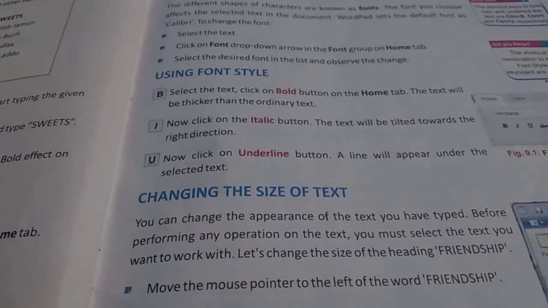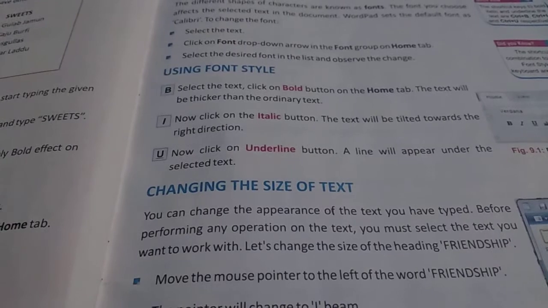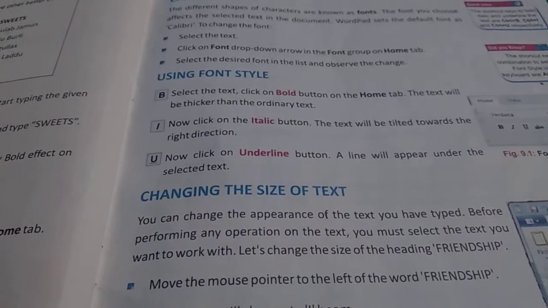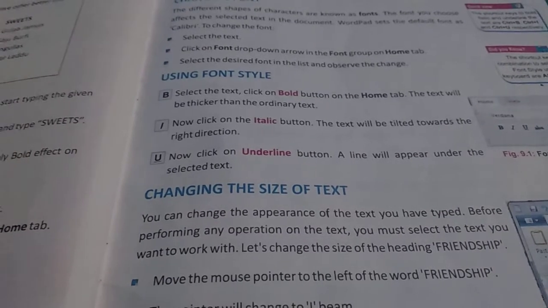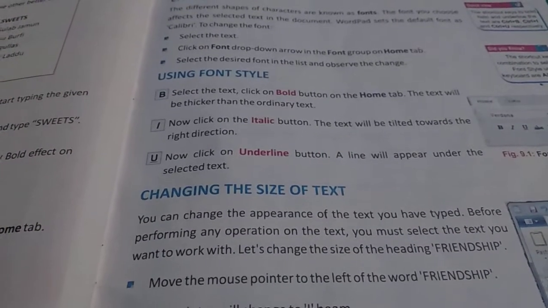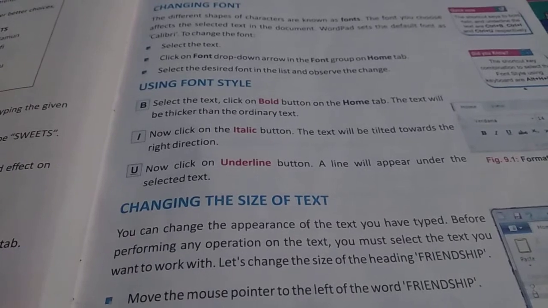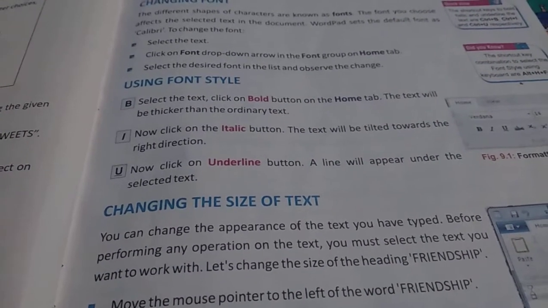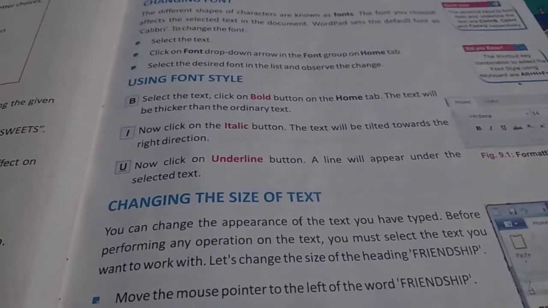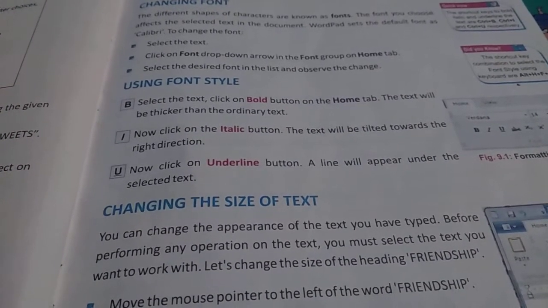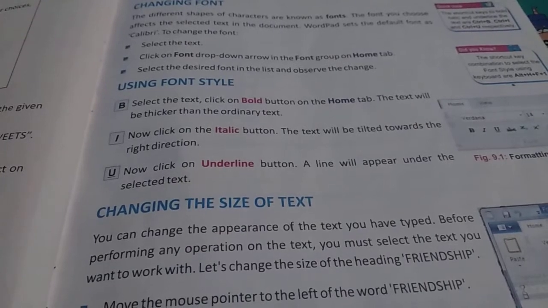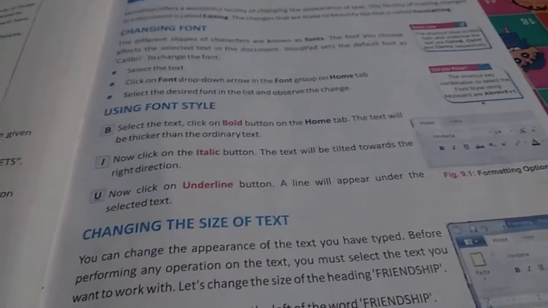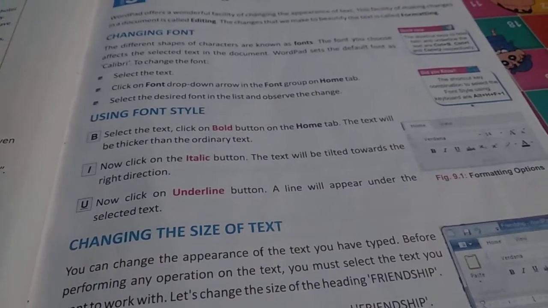So for bold, what do we first have to do? We have to select the text and click on the bold button on the home tab. The text will get thicker than the ordinary text. Next is italics. Now click on the italic button. The text will be tilted towards the right direction. And the third is underline. Now click on the underline button. A line will appear under the selected text.